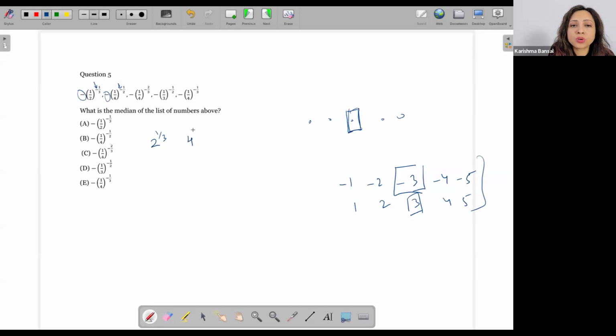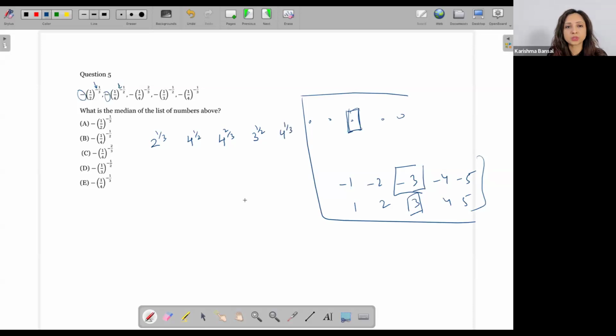This becomes 4 to the power half. This becomes 4 to the power 2/3. This becomes 3 to the power half. And this becomes 4 to the power 1/3. Are we good with this?